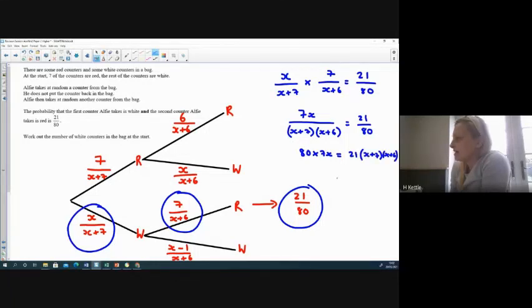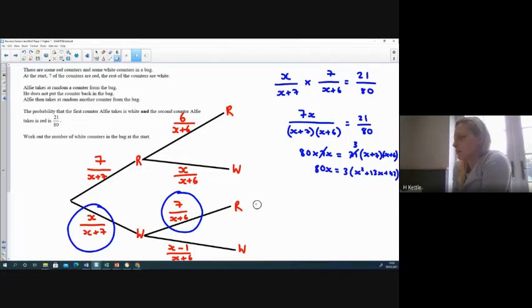Now, how can I make that a little bit easier? Well, I can divide by 7. That will make my life a little bit easier. So I'm left with 80x equals 3 lots of x squared add 13x add 42. So I need a bit more room really, don't I? Make room by getting rid of that. 80x equals 3x squared, add 39x, add 126. And then take 80x away from both sides.